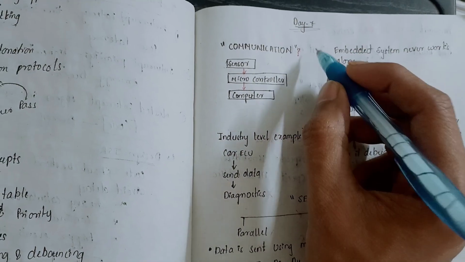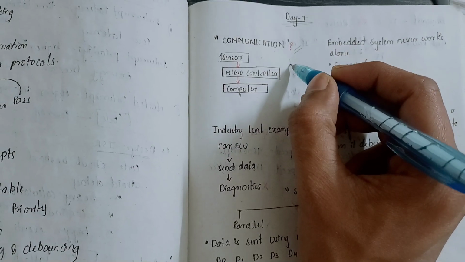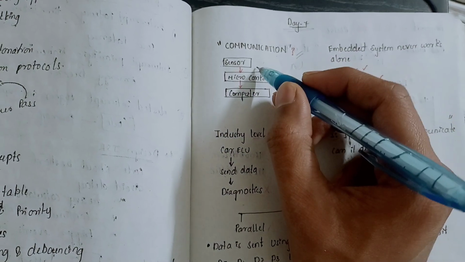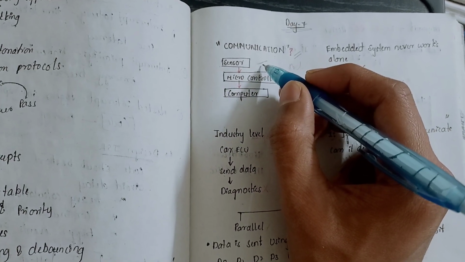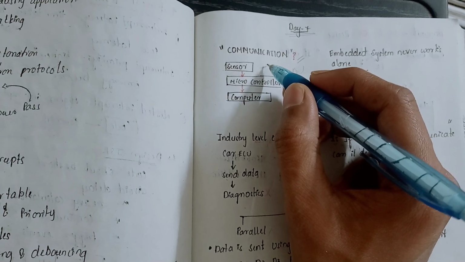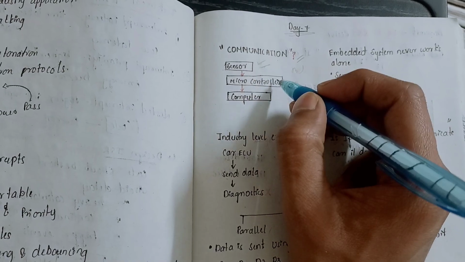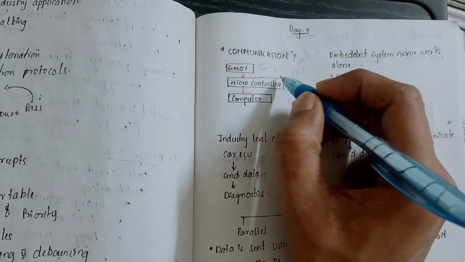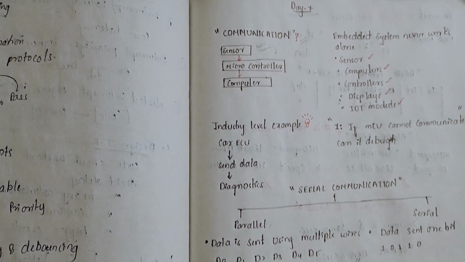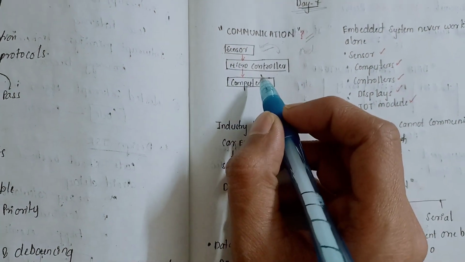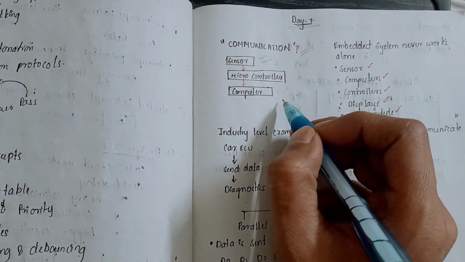Before getting into the video, what is communication? In Arduino, the sensor detects the data, which is the main function it is capable of. It sends the data to the microcontroller, the brain, which thinks about what to do and sends it as output to the computer, and the output is displayed here.